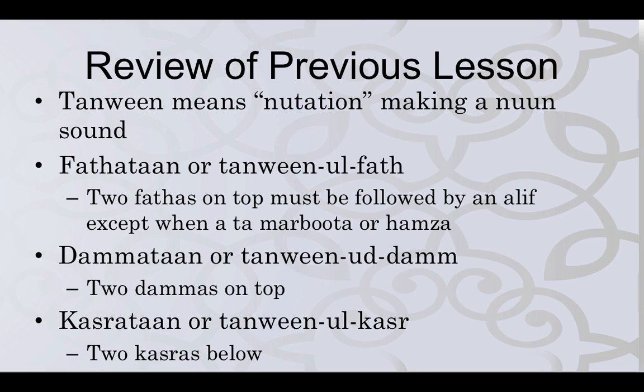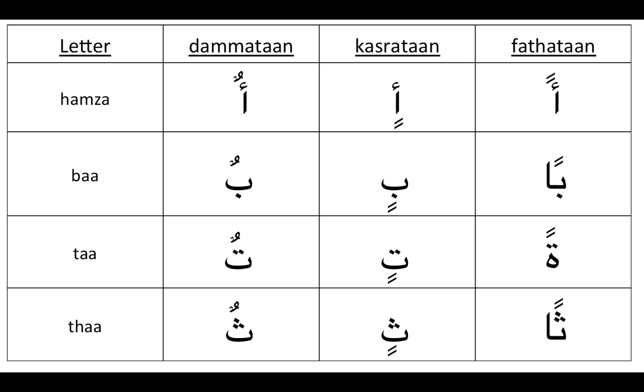The next tanween that we learned was the tanween al-dhamm or dhammatan, and those were the 2 dhammas on top of a letter. And whenever we added those, the sound became un. And the third type of tanween, which covered all the 3 tanween, was the kasratan or tanween al-kasr, in which case there were 2 kasras below the letter, and when the kasras were below the letter, the sound became in. And I will go over a little bit more detail now.